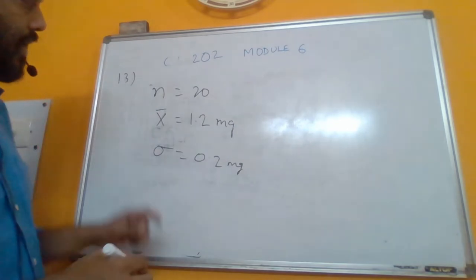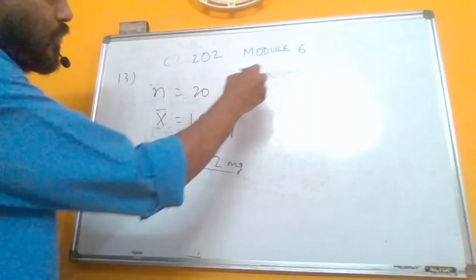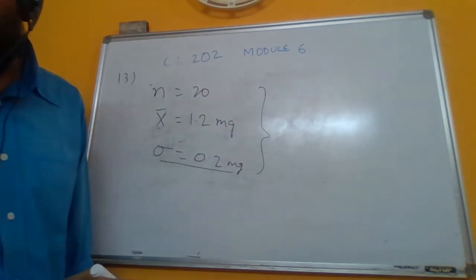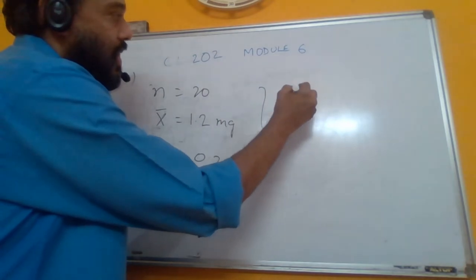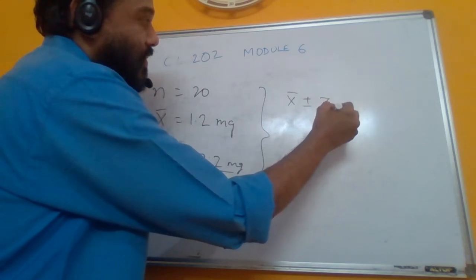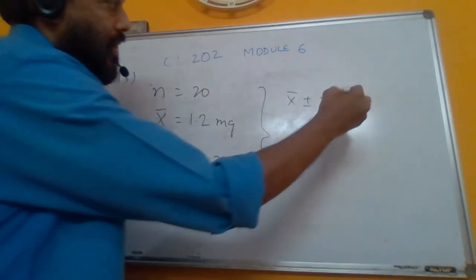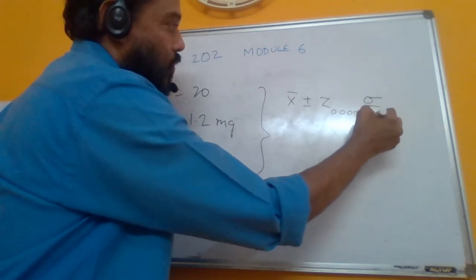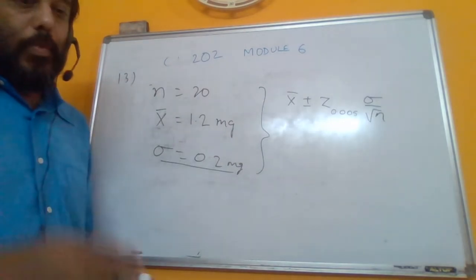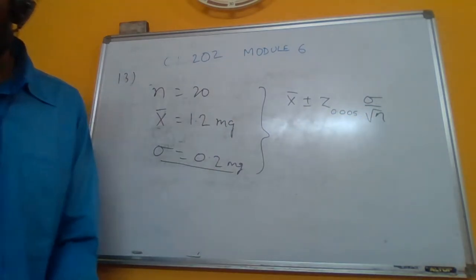So this is a case where the standard deviation of the population is known. This goes back to being case one, and you need a 99% two-sided confidence interval. So the two-sided interval will be X bar plus minus Z of 0.005 into sigma by root N. You have to find out what is Z of 0.005, and you can go to that table and determine its value.